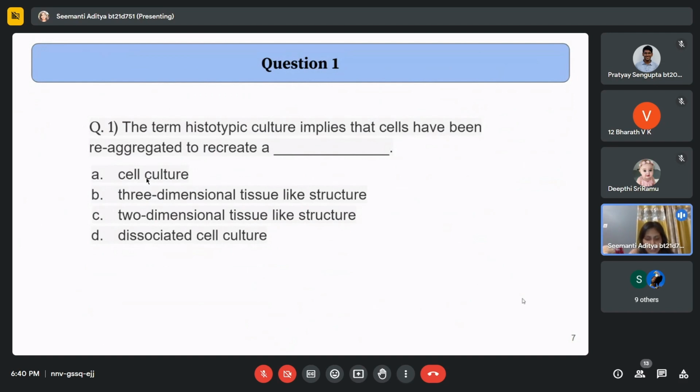So that was it from the course. If there are any other questions or doubts, we can solve them, and otherwise we'll move into questions.